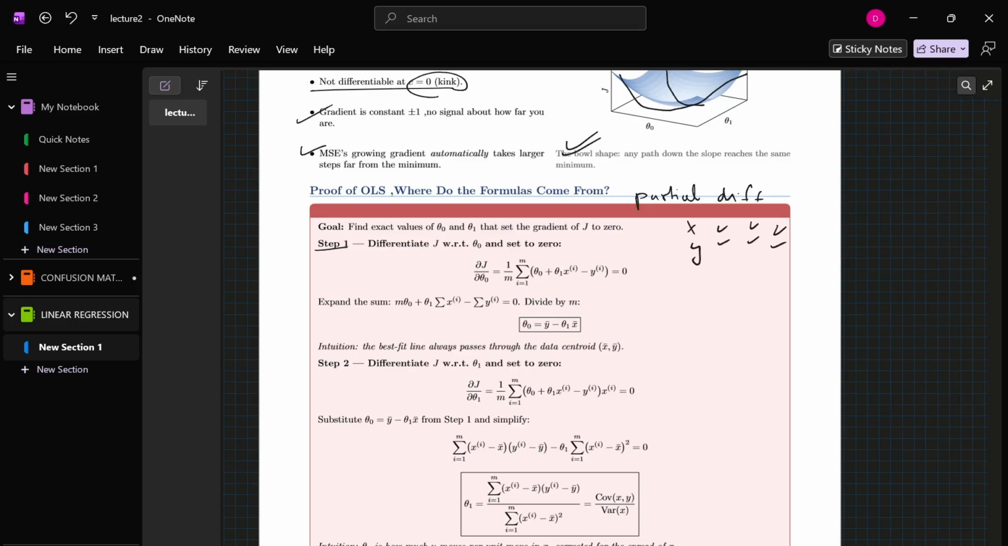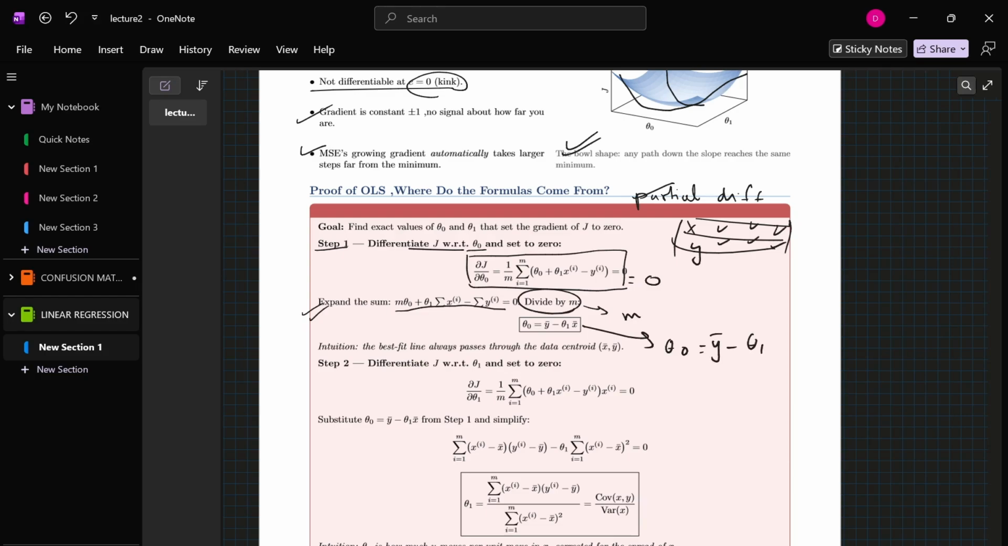Okay, so now let's go step by step. First step is you need to find theta naught. To find theta naught, we'll take the partial derivative of J, which is our cost function, with respect to theta naught. Once we have done that, we'll set it equal to 0. Now expanding it, we get this equation, and now we divide this by m. You get the result theta naught equals y bar minus theta 1 x bar. Here y bar and x bar are the mean values of the given data.